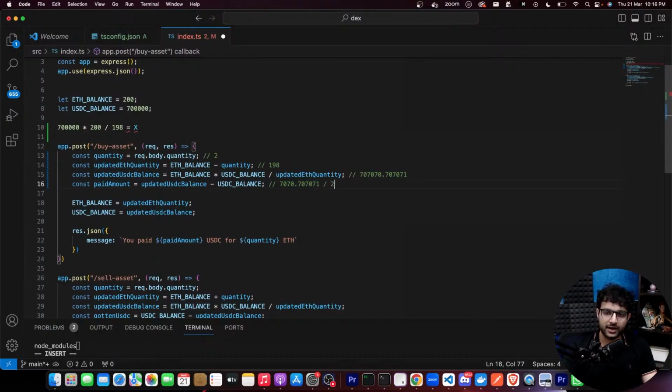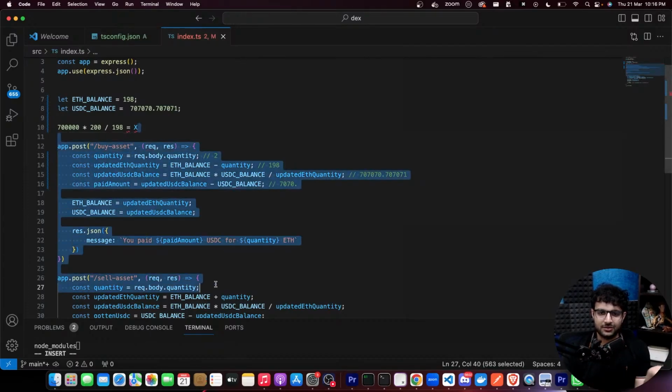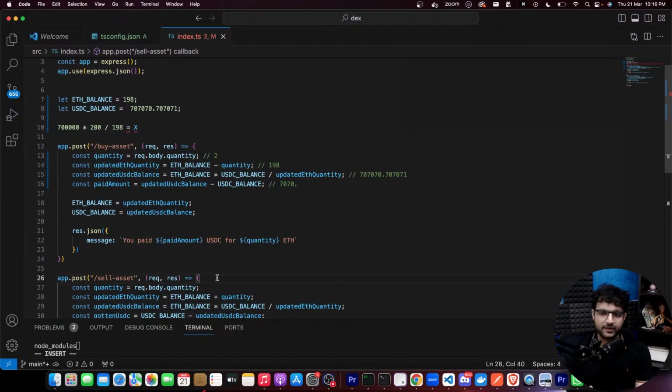Which means how much for 1 Ethereum? Divide by 2. Or you can just tell them that you paid 7070 USDC for 2 Ethereum, and you update the pool so that this becomes 198 and this becomes this thing right here. So that's how the algorithm works, in case you did not understand it. But yeah, this is the thing in Web 2. As in, why do you need this? You can create an order book. You don't need this. You need this in a Web 3 world where users are not allowed to make a lot of transactions, or transactions are really expensive, and you want to do something like this.